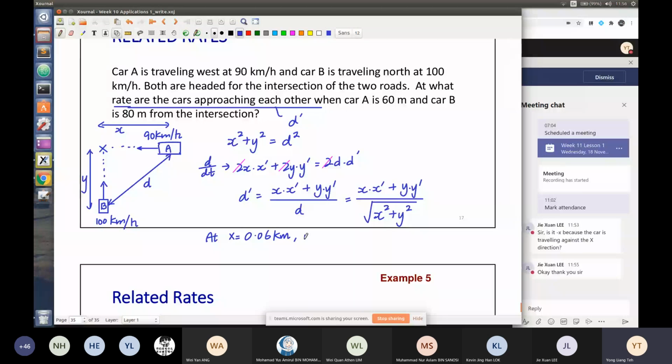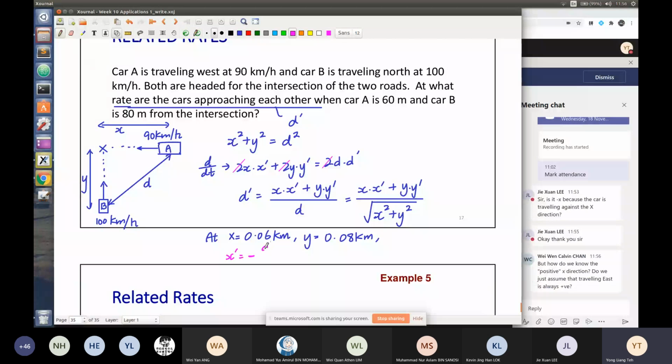So therefore, y is actually equivalent to 0.08 kilometers. And then your x prime, let me put a different color. So x prime is actually negative 90 kilometers per hour. Is that all right? Okay, Kevin, later I answer your question. So y prime is actually equivalent to negative 100 kilometers per hour.